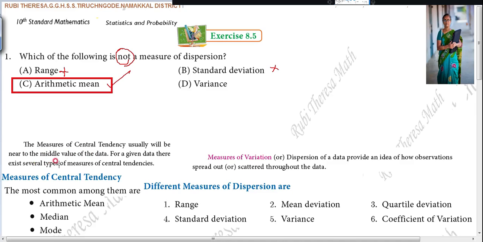There are several types of measures of central tendency. The most common among them they have given. So don't think that only these are the measures of central tendency. Since they have asked for not a measure of dispersion, they have chosen arithmetic mean. Is it okay? Okay.